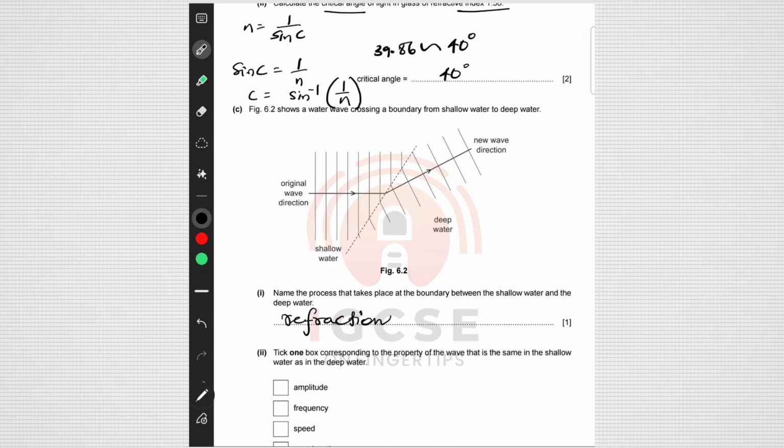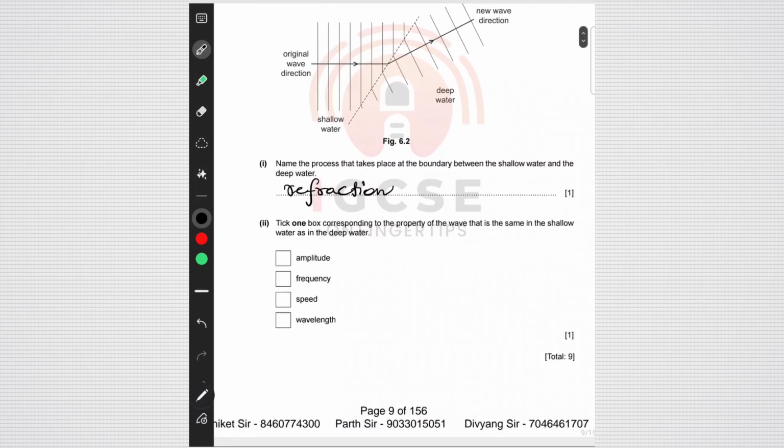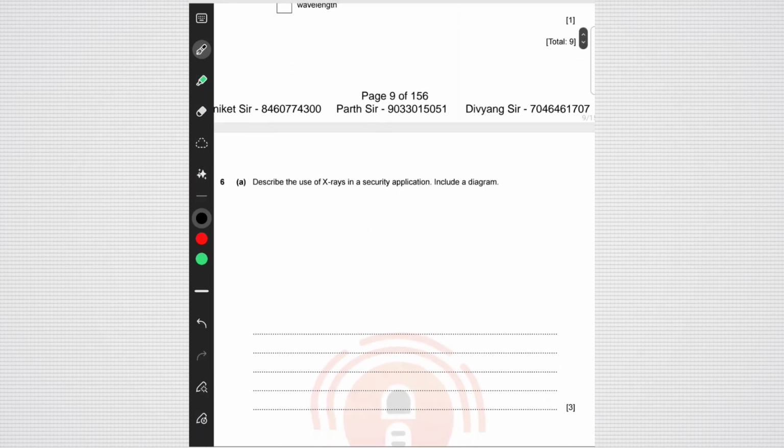The changing of path, bending. Tick one box corresponding to the property of the wave that is same in the shallow water as deep water. Frequency does not change. We have no idea about amplitude, but speed and wavelength definitely do change.